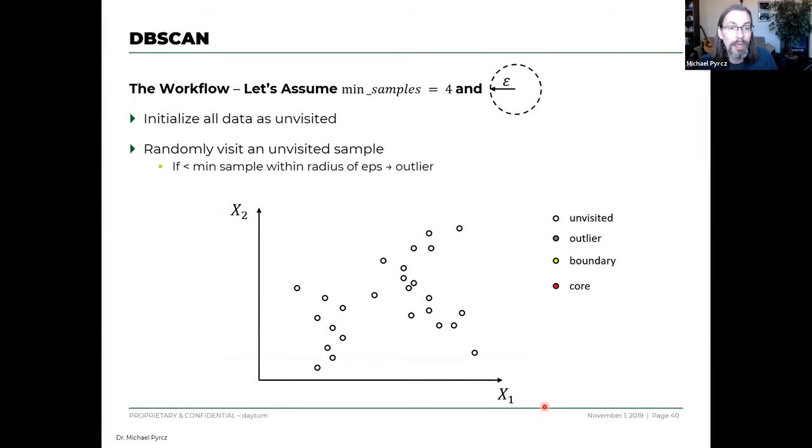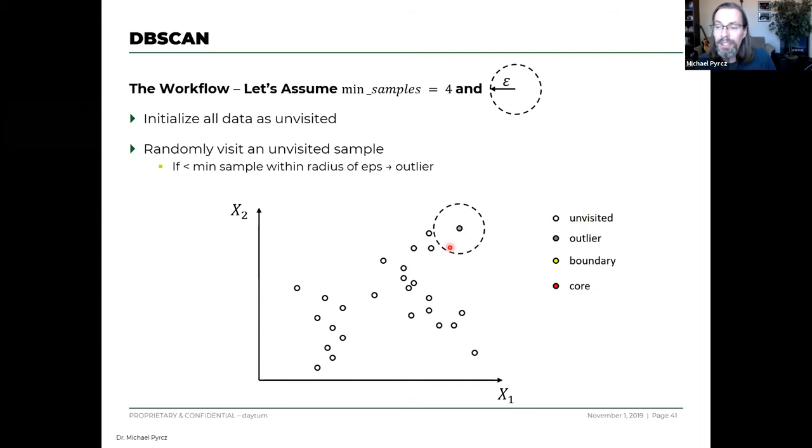X2, X1, my two features. This is my data, all my samples. This is my minimum number of samples, 4. This is my epsilon, that circle. That radius is my epsilon. All of my data are assigned unvisited. You remember how we said it's agglomerative? It means we're gonna start with all the data by themselves and they're gonna start grouping up over iterations.